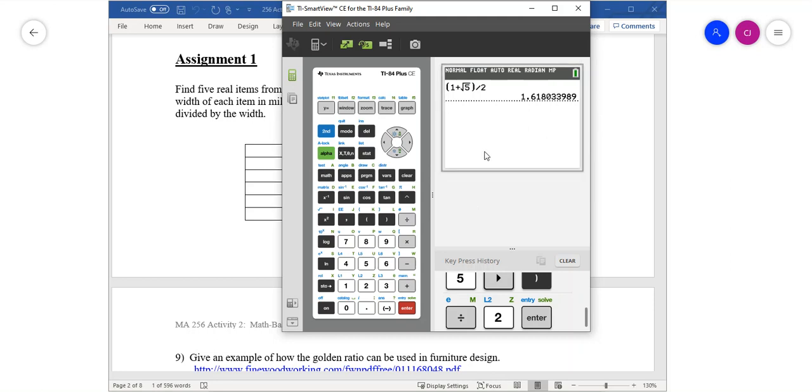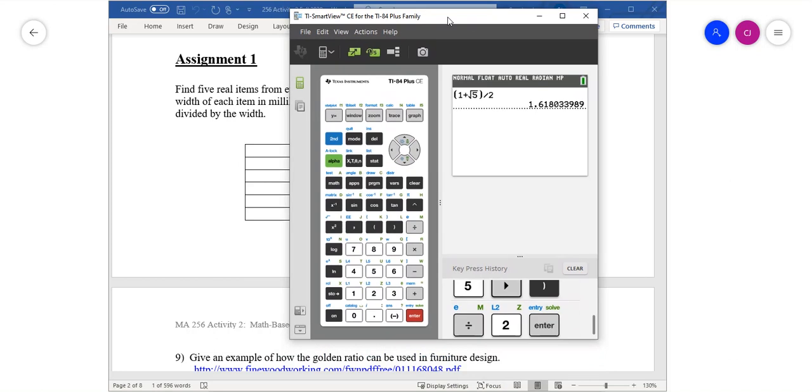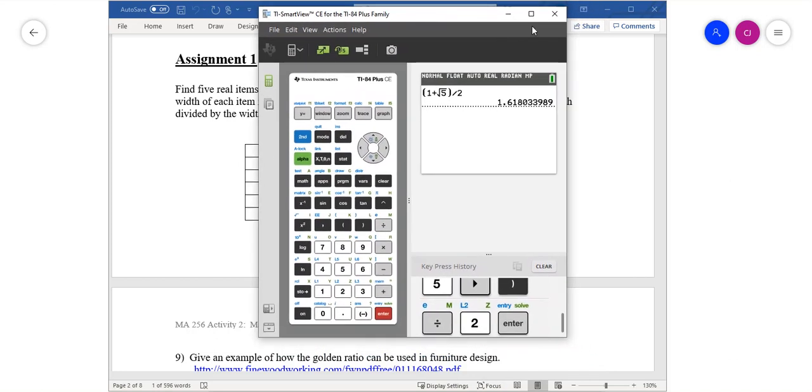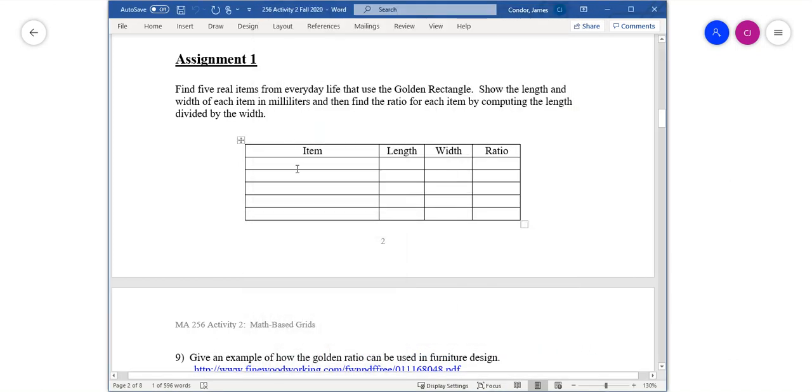So what you want to do is look around at things: products, tables, papers, awards. There are so many things in life that are rectangular. You'll be surprised, if you go to the store and buy a bag of Oreo cookies, that package is a golden rectangle. It's all around you all of the time, so it won't be hard for you to find 5 items.